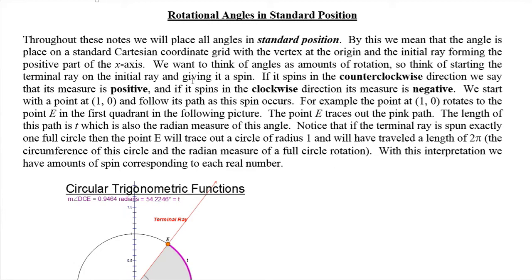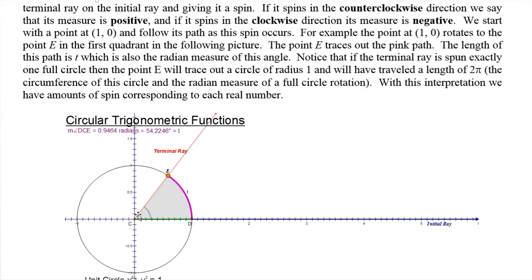And so what we want to do is look at rotational angles. The idea is we put an angle in standard position, where we put its vertex at the origin, with the initial ray going along the positive part of the x-axis, and we take another ray on top of that, flick it, and let it spin. It spins to a certain point and stops. If you take this point at (1, 0) and watch the path that it traces, which is this pink path here, the arc length of that pink path, in other words, if we could take a tape measure and measure that arc length, that would be what we call the radian measure of that angle. If we're rotating in the positive direction, counterclockwise, we're measuring positive.